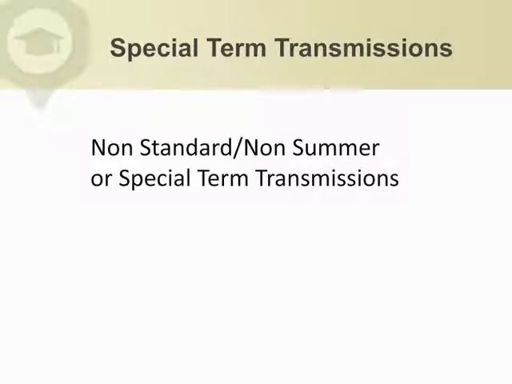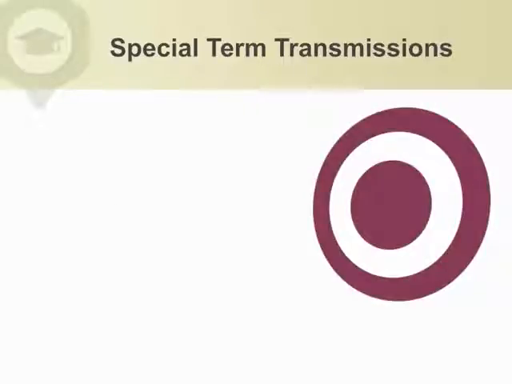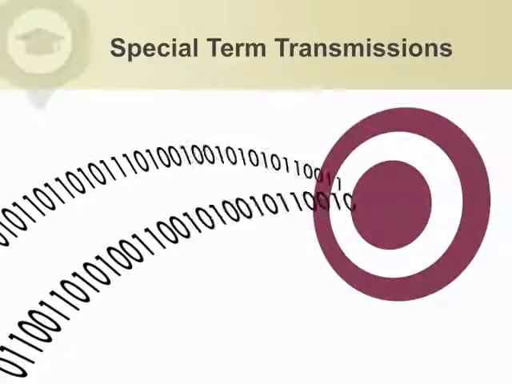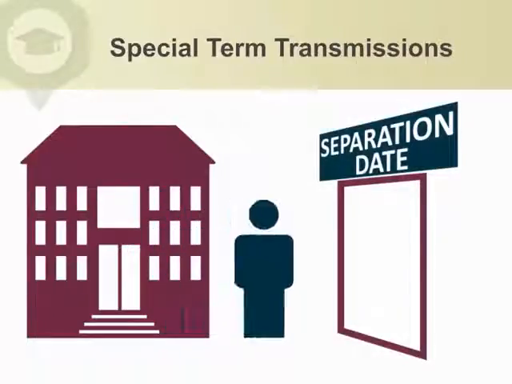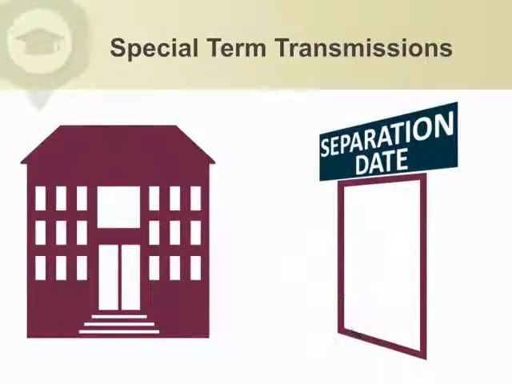Non-required, non-summer, or special term transmissions are not required, but are suggested transmissions for schools offering special sessions. These transmissions allow the Clearinghouse to accurately report the enrollment status of students enrolled, as well as the correct separation date in the event the student does not return for the next required term.